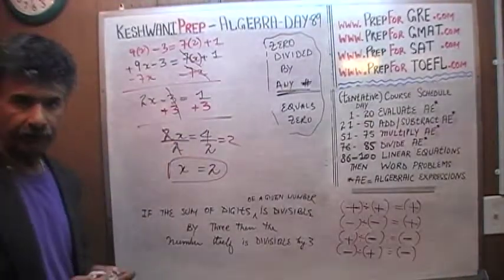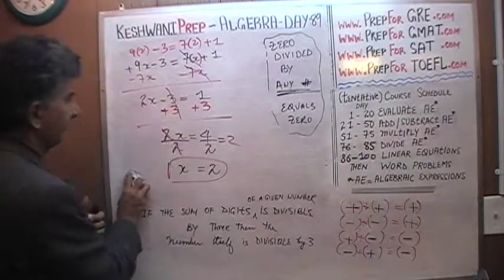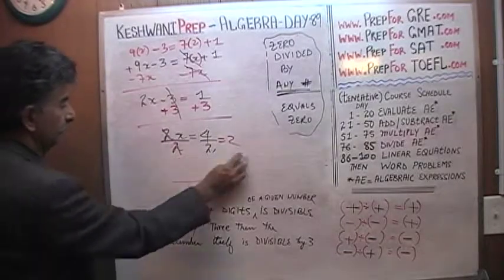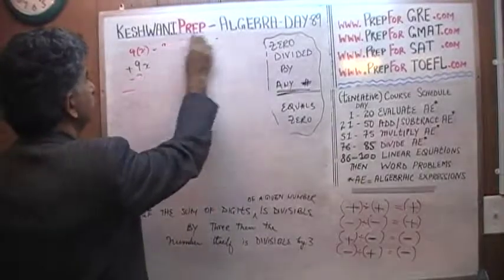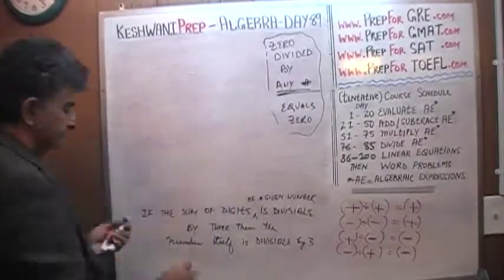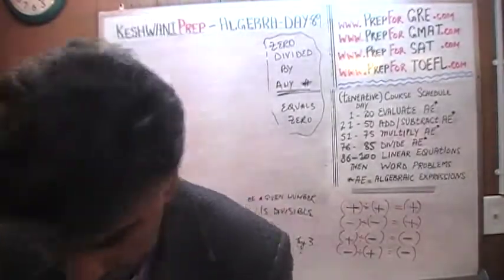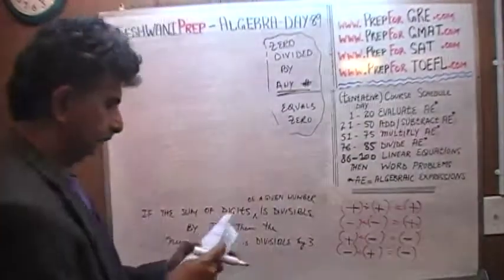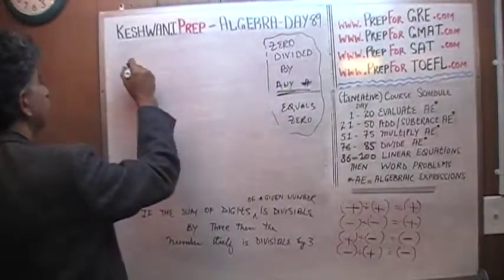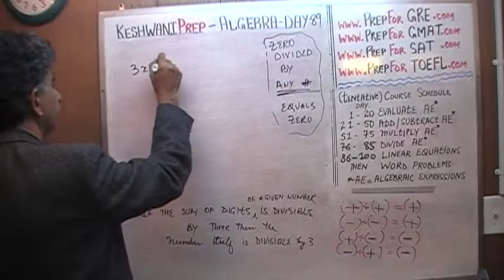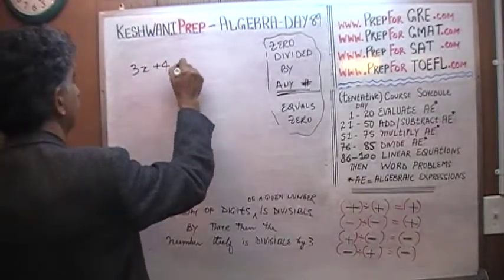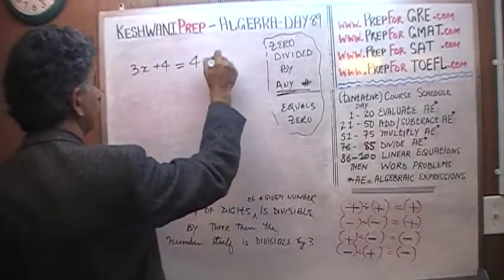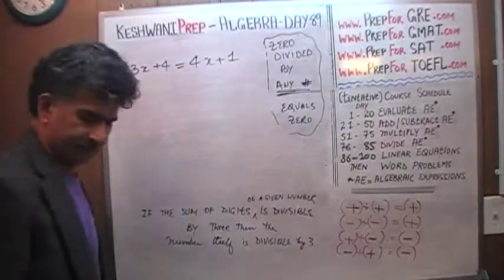Let's do one more, shall we? Let's go to the next one. The next we have is 3x plus 4 equals 4x plus 1. Again, the same idea.